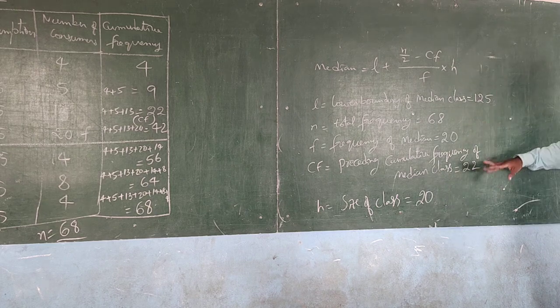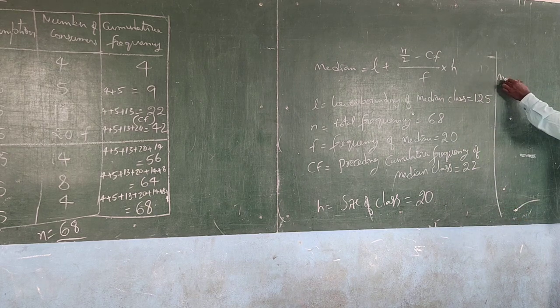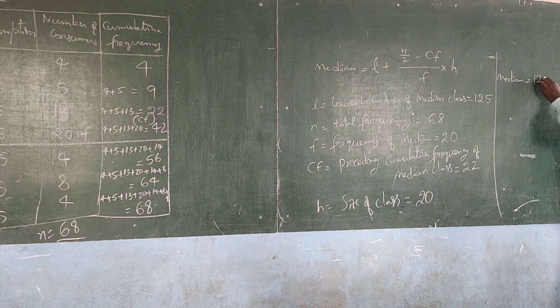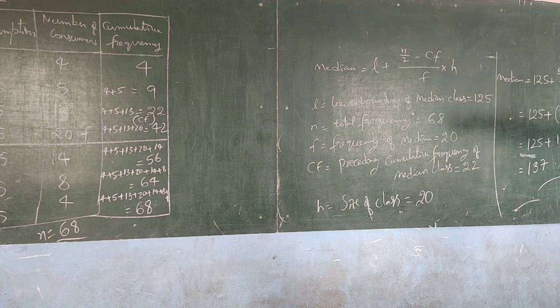Now we have all the values, so substitute. Median is equal to 125 plus (68 by 2 minus 22) by 20, into 20. These two 20s cancel. 125 plus 68 by 2 is 34, minus 22, that is 12. So, the next step, 137. And it must lie within the median class. Okay. Then the median of the data is 137. You have found only the median.